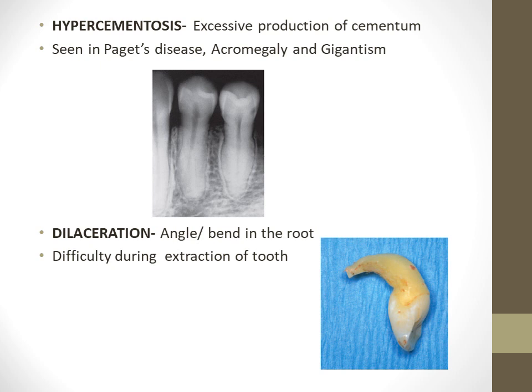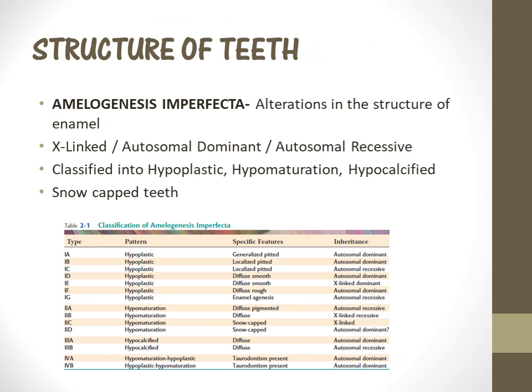Next, moving on to dilaceration. An angle or bend in the root is called dilaceration. From a treatment point of view, if you have an angle like this, it is difficult for extraction. You will have breakage of the root, so you'll have to remove the tooth surgically. That is the only difficulty in dilaceration.